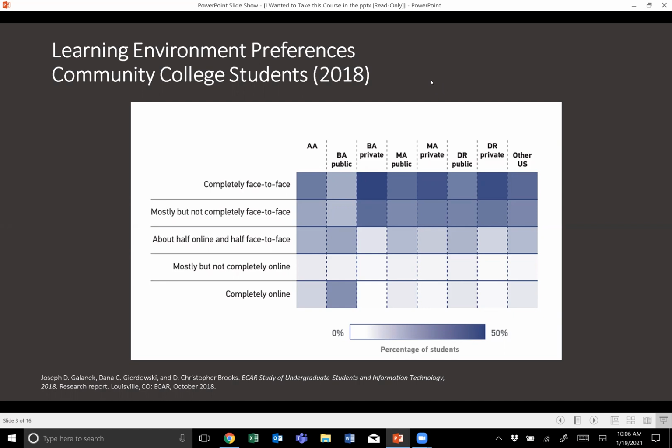And what they asked was, what is your preference? What I thought, actually, just as a side note, was interesting was that bachelor's four-year private schools, they really wanted completely face-to-face. And so, as you might guess, in a community college, there were some students that wanted completely online, and that's just our demographic. We have students that are working full-time, and online meets their personal needs. But again, across the line, we're seeing that more students want completely face-to-face. And my question is always, why? And we're going to get at that in just a minute.